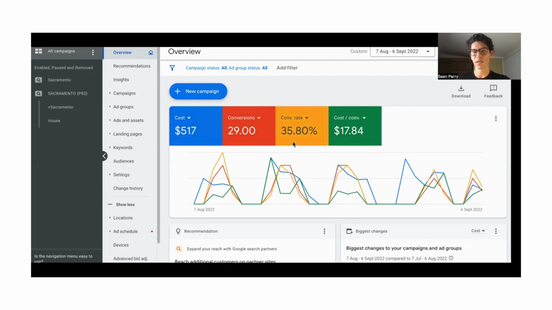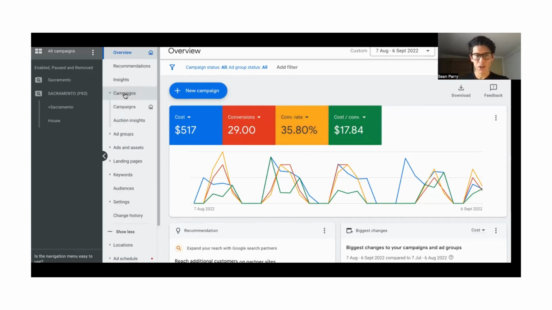So this is telling us that for every 3 clicks, at least one person is picking up the phone, giving us a call, or filling out an online form. So this is really, really high. Usually with the clients that I work with, over 30 cleaning companies, we usually aim for 20% plus. So we're getting really, really great results for this client at the moment.